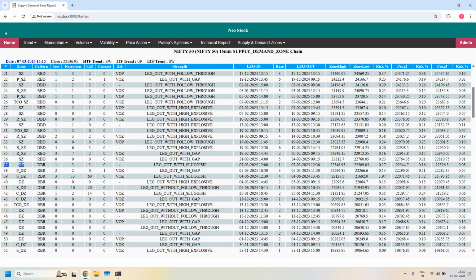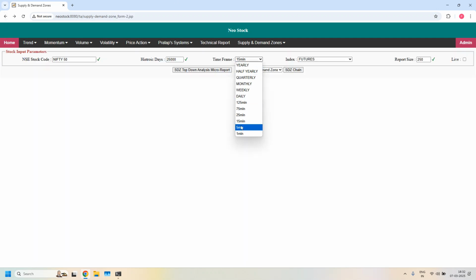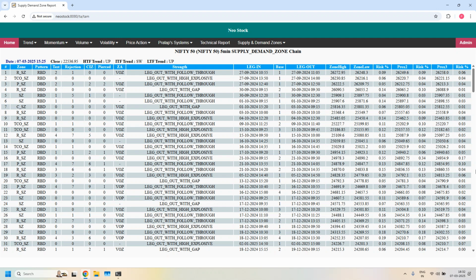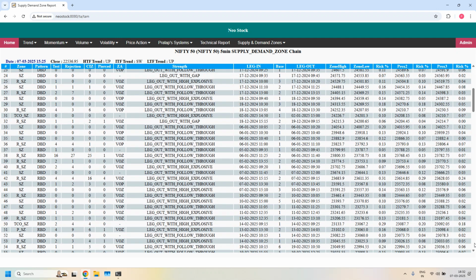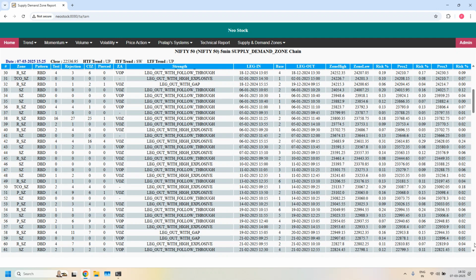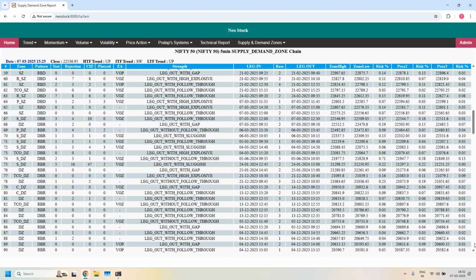Next, 5-minute supply demand zone chain for NIFTY. All these are all supply zones, 5-minute supply zones. I am scrolling the list down. Again, all are supply zones. Further scrolling the list down. And here you have demand zones. The nearest demand zone to the current closing price is 67. Let me put it in the center.